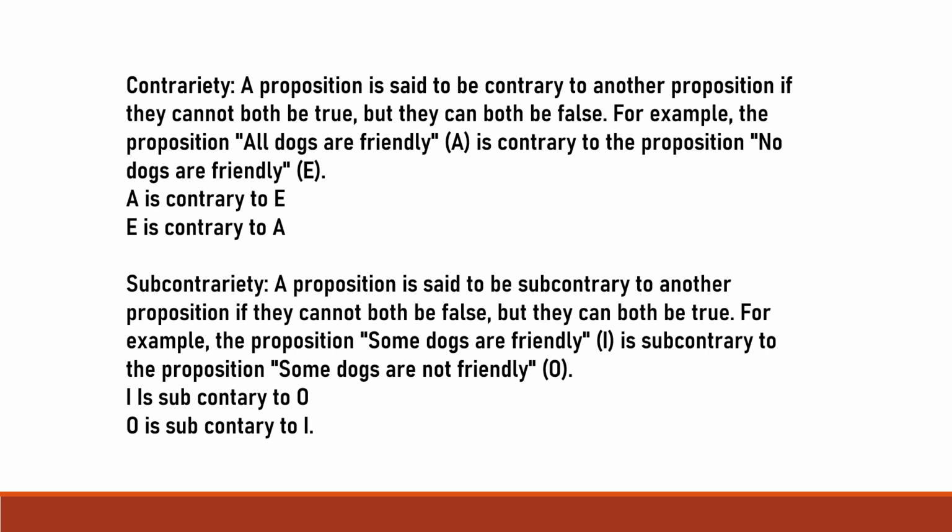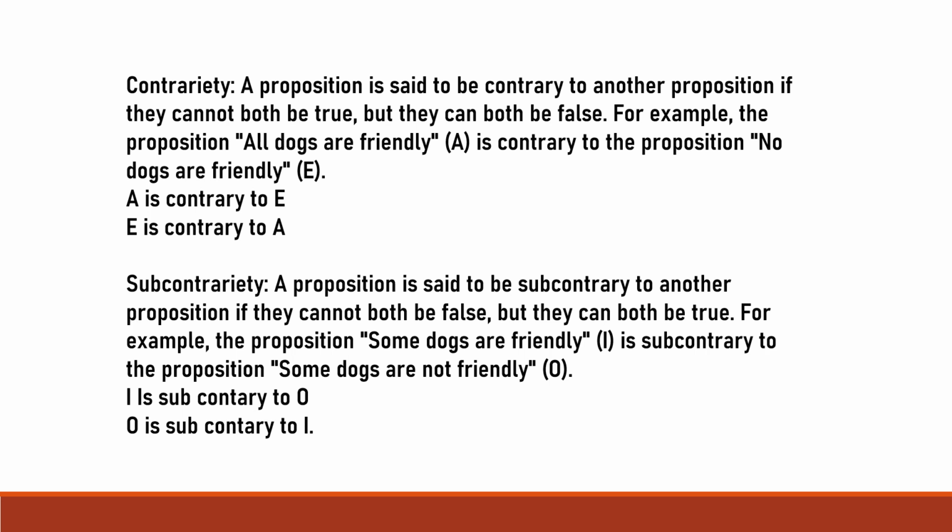Contrariety. A proposition is said to be contrary to another proposition if they cannot both be true, but they can both be false. For example, the proposition "all dogs are friendly," A, is contrary to the proposition "no dogs are friendly," E. A is contrary to E, E is contrary to A.